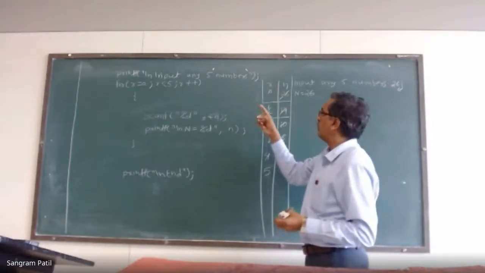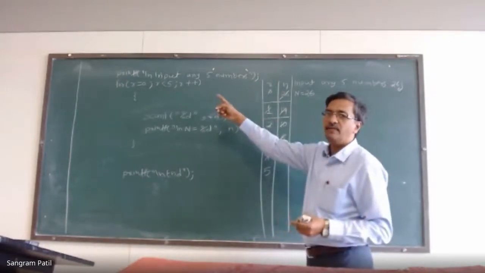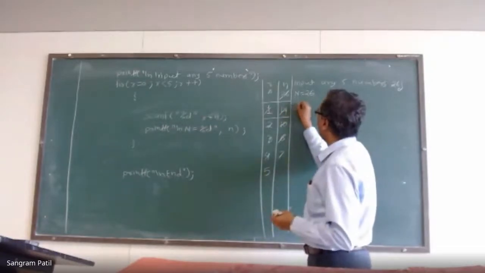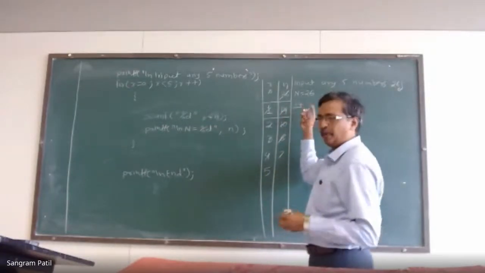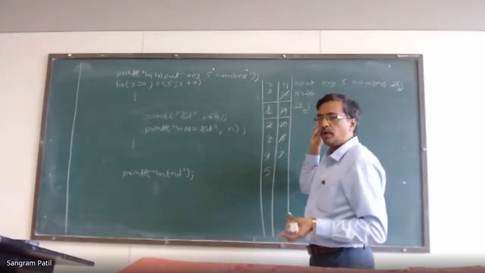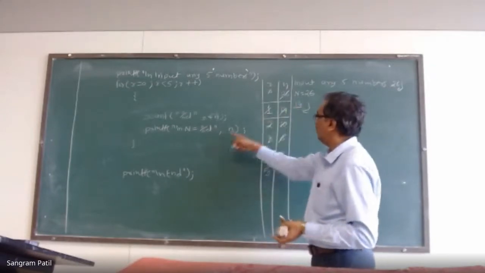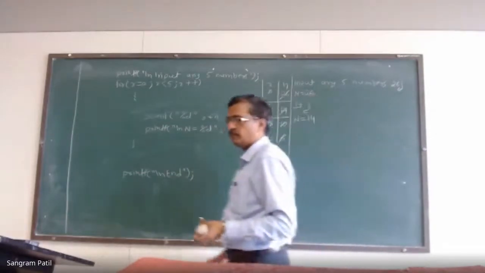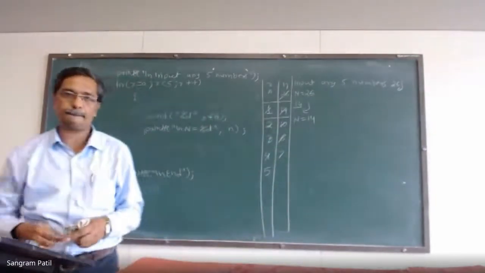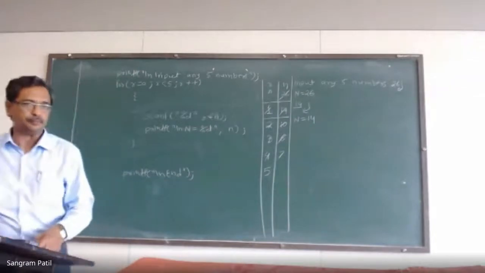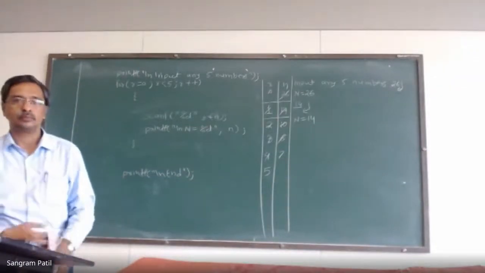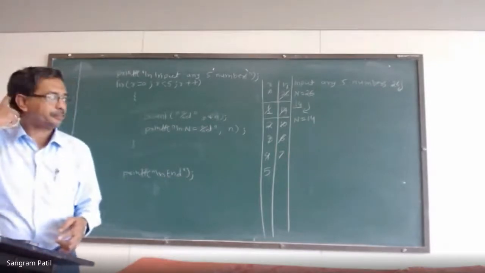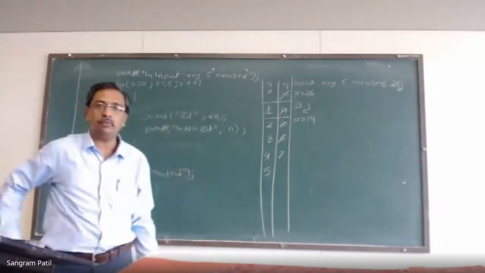Then r plus plus, when r becomes 2, less than 5, yes, curly bracket, scanf, again it gives you a blinking cursor. Again you have to input whichever number you want, 14, that 14 is given to n, and this will give you n is equal to 14. Like this, it will go on. Clear?